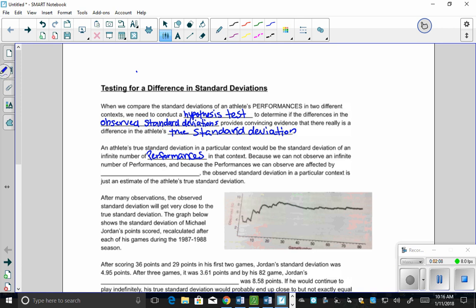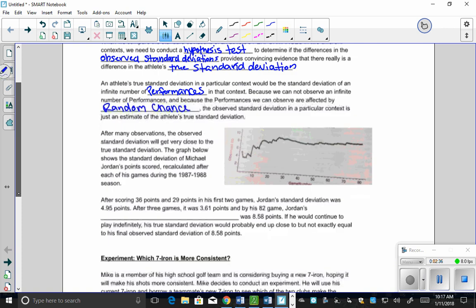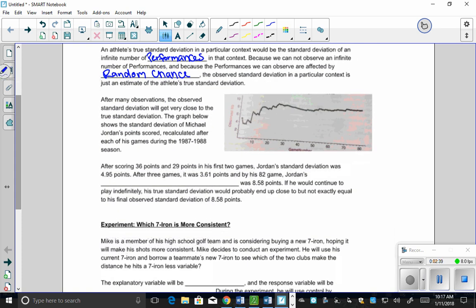So because we cannot observe an infinite number of performances, and because the performances we can observe are affected by random chance, the observed standard deviation in a particular context is just an estimate of the athlete's true standard deviation. So if we look at this graph, you can see after many observations, the observed standard deviation will get really, really close to the true standard deviation. So that means the more trials we add, the closer and closer we're getting to a true number.